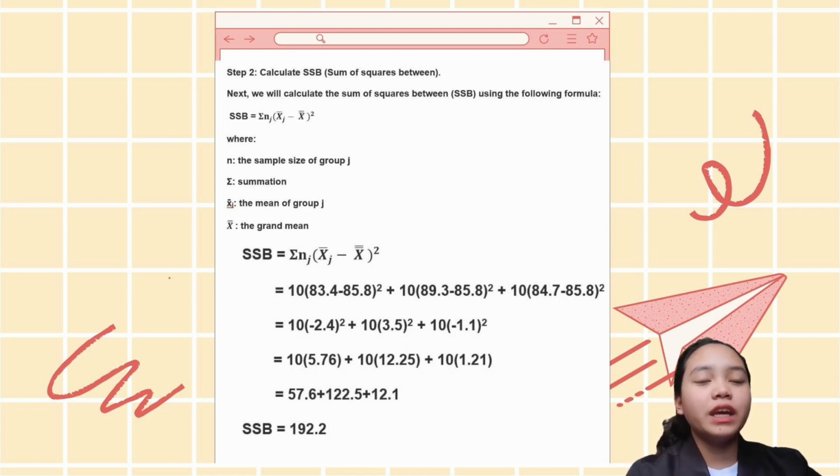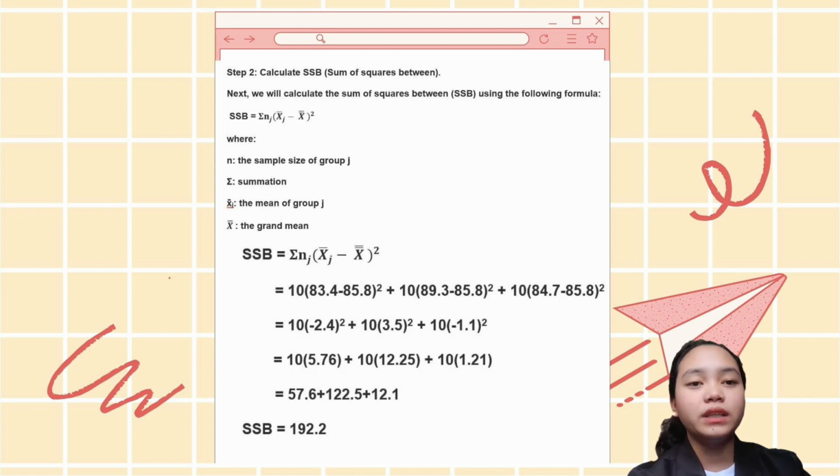Next, we will subtract each group mean inside the parentheses. 83.4 minus 85.8 equals negative 2.4. 89.3 minus 85.8 is 3.5, and 84.7 minus 85.8 is negative 1.1. So we have 10, open parentheses, negative 2.4, close parentheses, squared, plus 10, open parentheses, 3.5, close parentheses, squared, and the last one is 10, open parentheses, negative 1.1, close parentheses, squared.